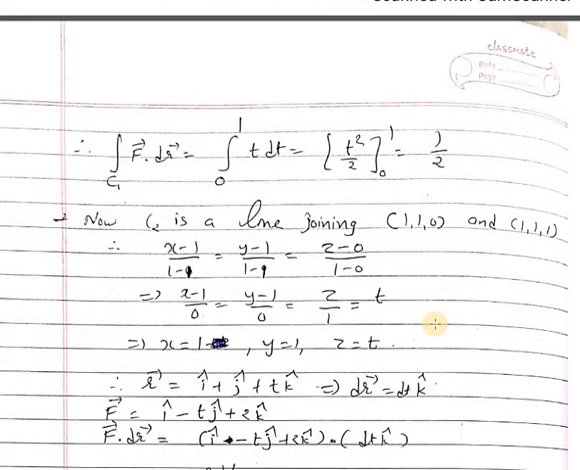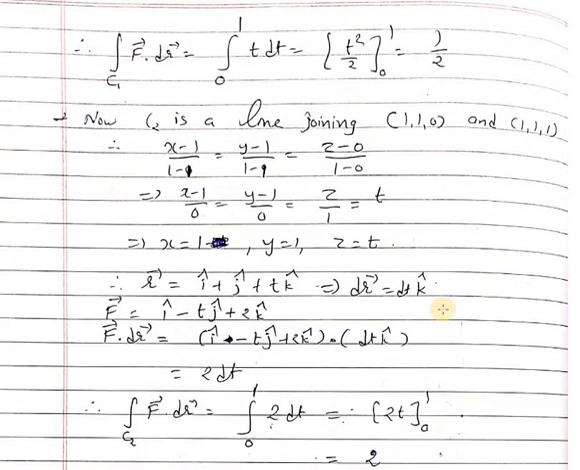Same thing we are going to do for C2. Now for C2 we are going to find the equation of the line joining (1,1,0) and (1,1,1), and that will be x minus 1 upon 1 minus 1 is equal to y minus 1 upon 1 minus 1 is equal to z minus 0 upon 1 minus 0. So you will have (x minus 1) by 0, (y minus 1) by 0, z by 1 is equal to t. So you will have x is equal to 1, y is equal to 1 and z is equal to t. So your r bar will be i plus j plus tk, and that will give you dr is equal to dt k. In F bar you are going to put x is equal to 1, y is equal to 1, z is equal to t.